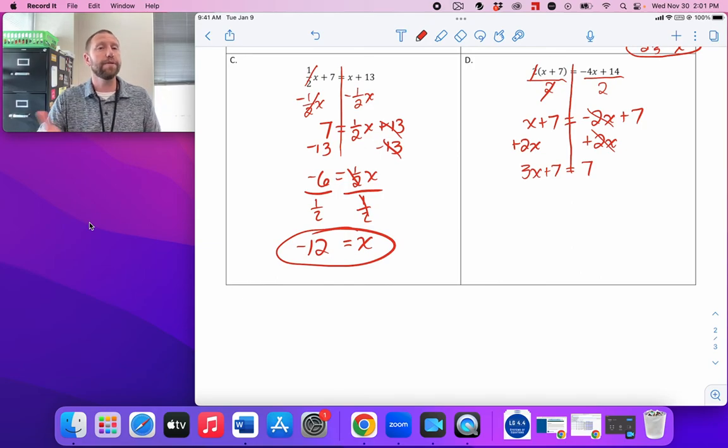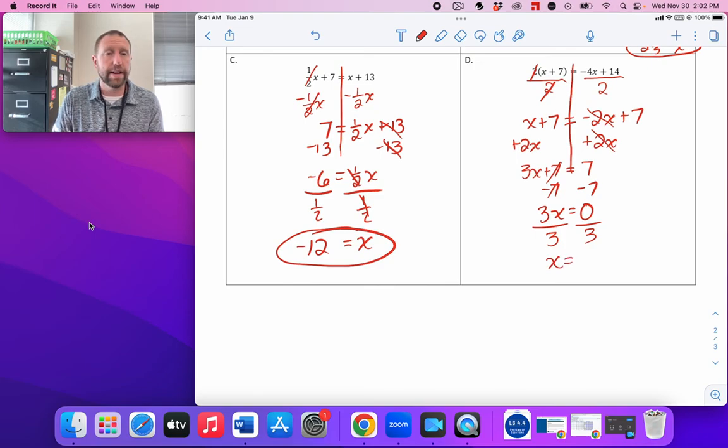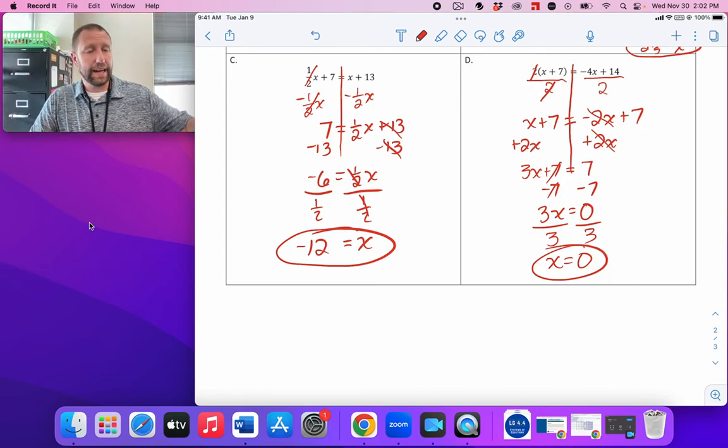I need to get rid of the numbers on the left side of the equation by doing the opposite. So I'm going to subtract 7 first. That leaves me with 3x equals what just happened here. 7 minus 7, 0. I see x is being multiplied by 3. I do the opposite. I divide by 3. And it doesn't matter what you're dividing 0 by. It's still going to equal 0. 0 divided by 3 is 0. And that's it.